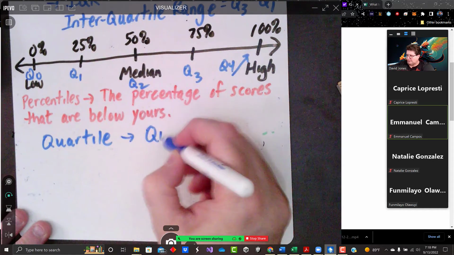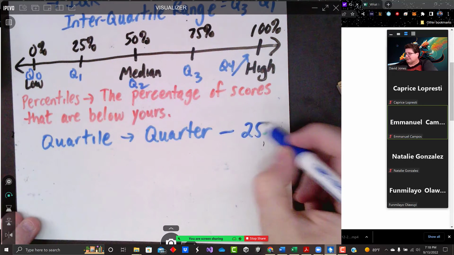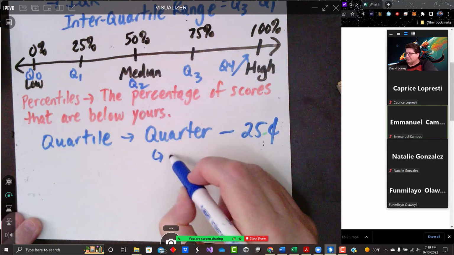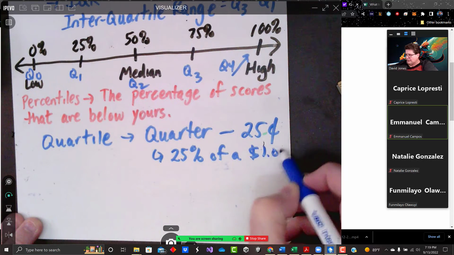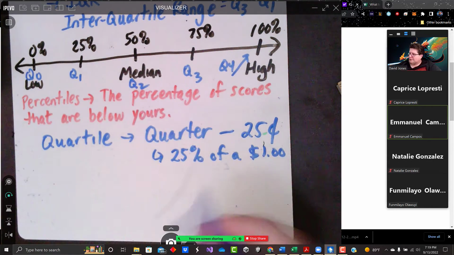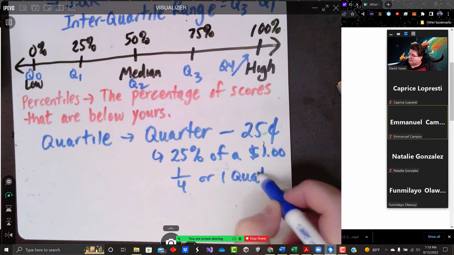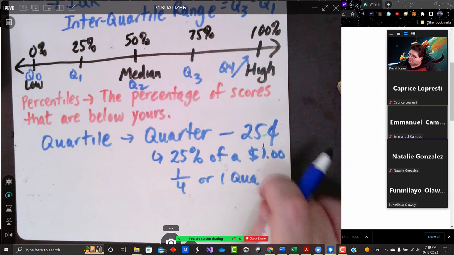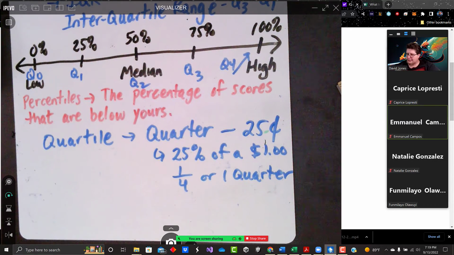If you think about money, a quarter is 25 cents. Or another way to look at it, a quarter is 25% of a dollar. And it comes from doing 1/4. So that's how we've labeled them. In fact, generally you don't see Q0 or Q4. They just call them the low and the high scores.